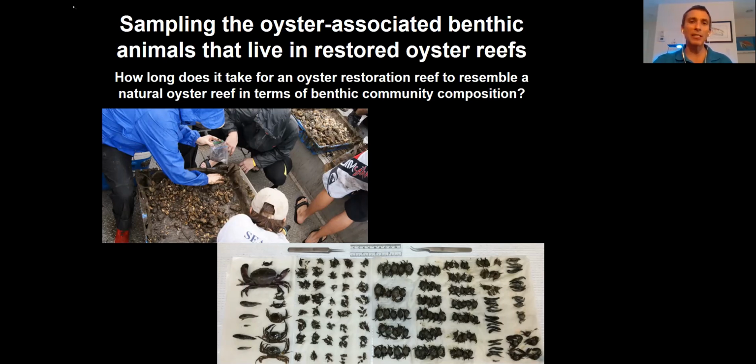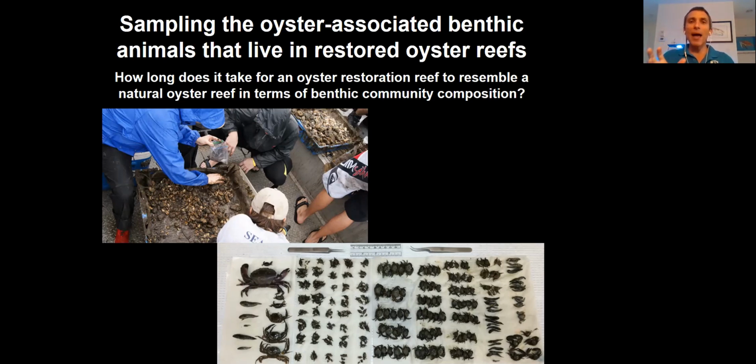And the way we sample this is by filling these big plastic trays with shell material. And you'll notice that under the shell material, there's a layer of screen. When we sample these out of the reef, we just lift them up very carefully, and all the water drains through the screen and the little critters are left behind.